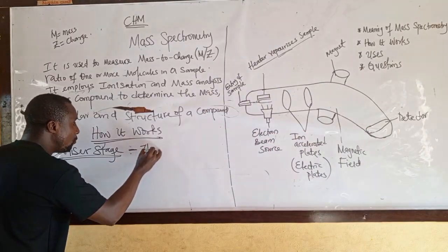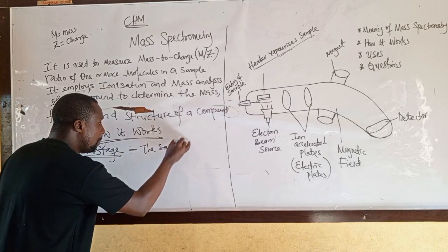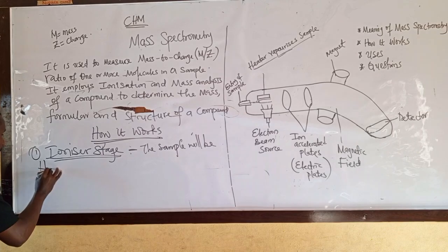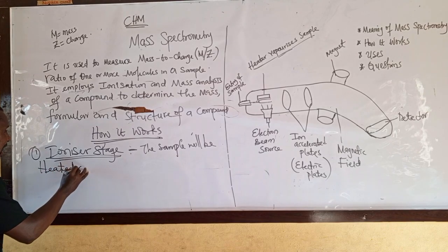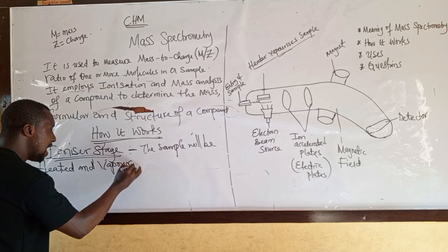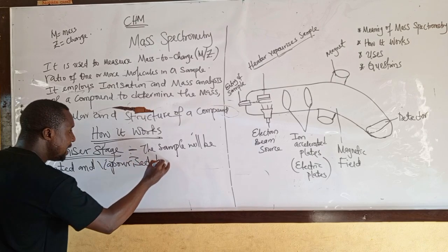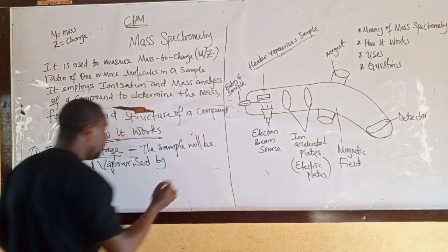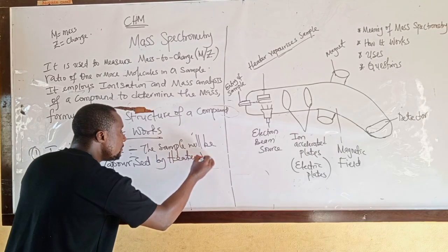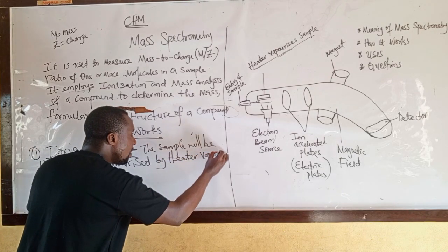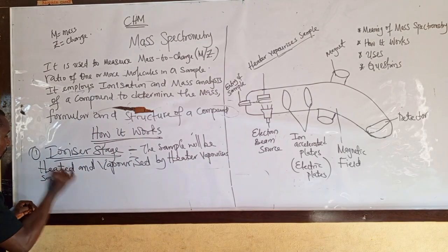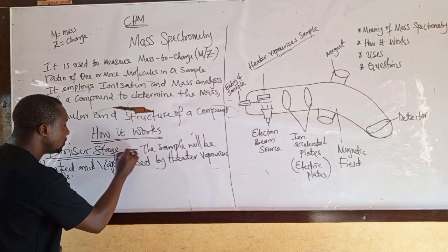First, the sample will be heated and vaporized. By this, the ether vaporizes the sample. Take note of that. When current is passed, that is the first.